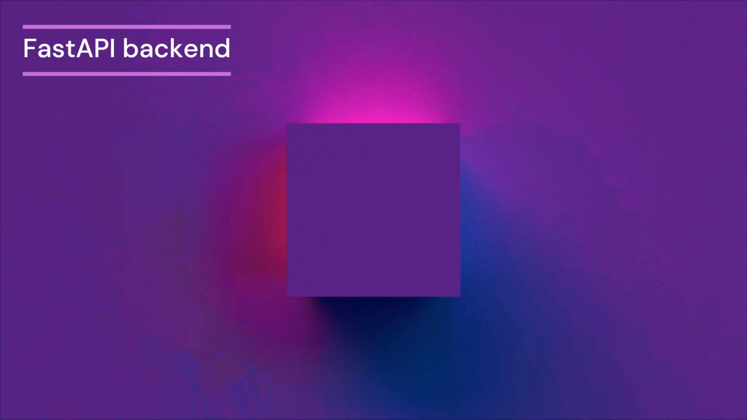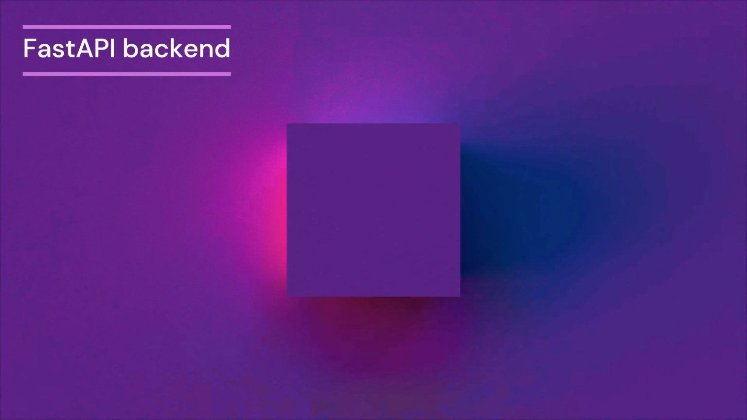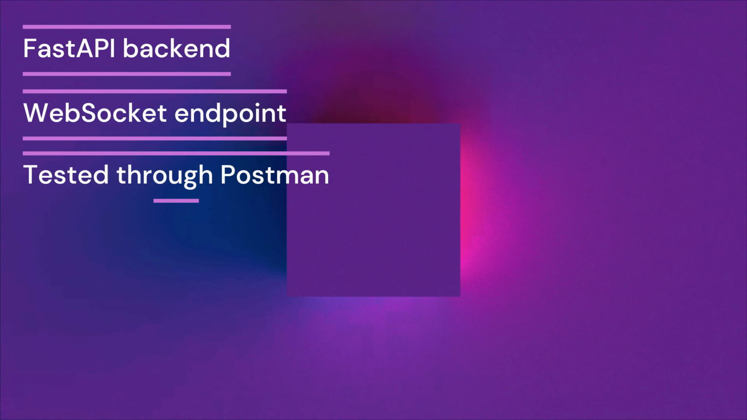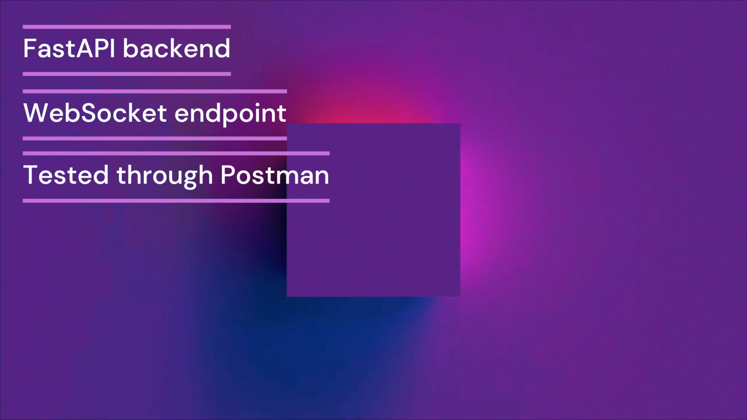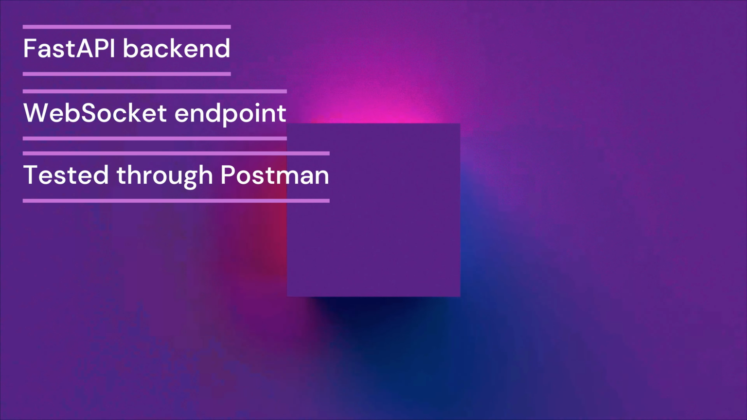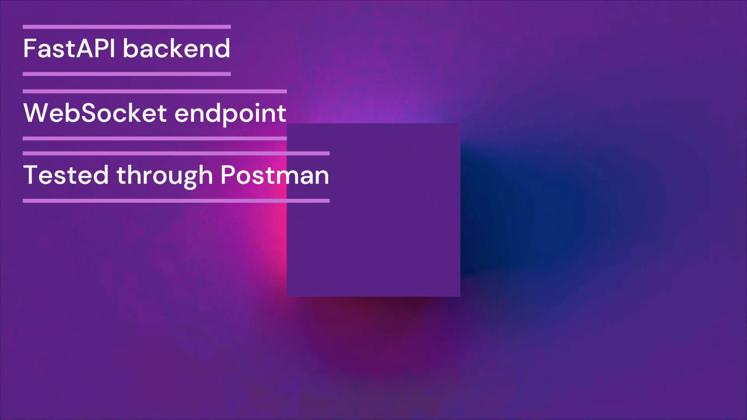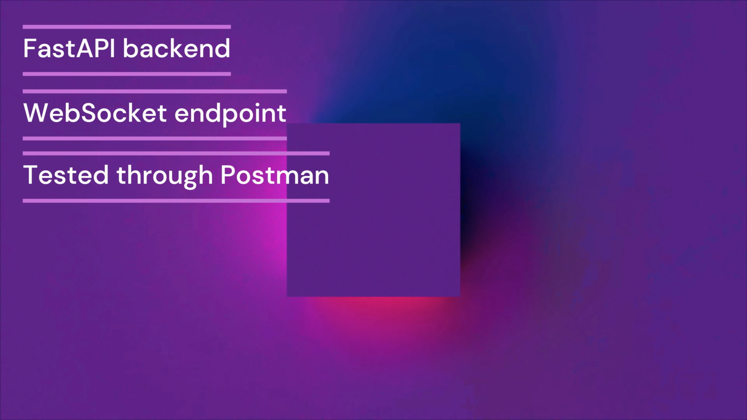To recap, in part 1, we set up the FastAPI backend. We created a WebSocket endpoint to handle real-time communication and tested it with Postman to ensure our server could send and receive messages correctly. Now, we're ready to move on to the next step.